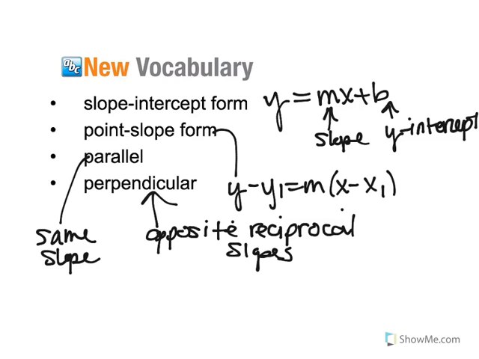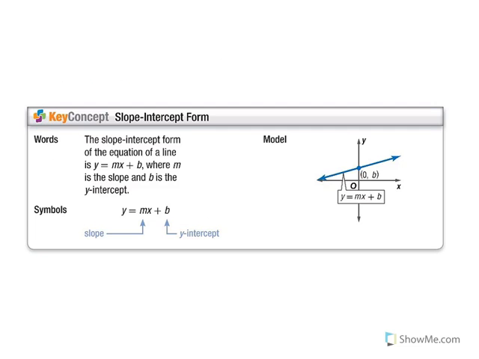So for example, if you had a slope of 2, now you can think of that as 2 over 1. When you flip it, that gives you your reciprocal, and you have to take the opposite sign. So 2 and negative 1/2 are opposite reciprocal slopes. Also, if you had 5, if you flip that fraction, you would get 1/5. Opposite would be negative 1/5. Okay, that's just an example of opposite reciprocal slopes.